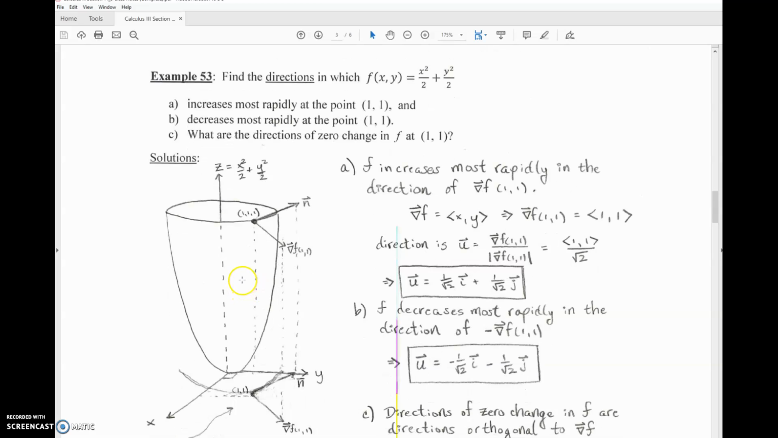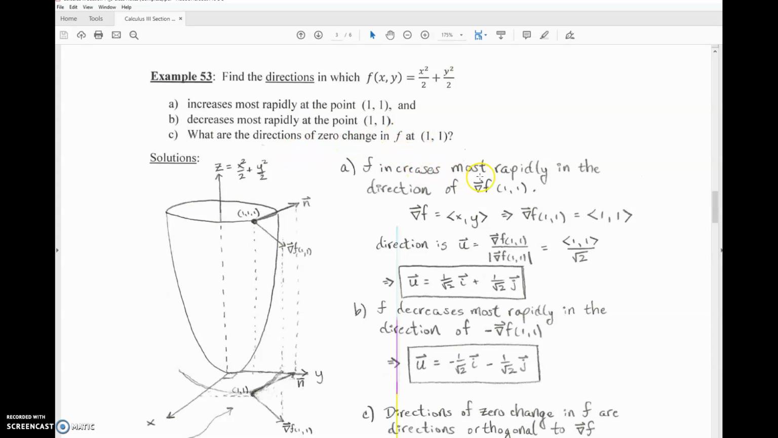So, as an example, let's find the directions in which f of x, y equals x squared over 2 plus y squared over 2. So we have a right side up paraboloid with the apex down at the origin. We want to find the directions in which f increases most rapidly at the point 1, 1. So here's the point 1, 1, which gives us the point 1, 1, 1 on the paraboloid. And which direction it decreases most rapidly at that point. And what are the directions of zero change?